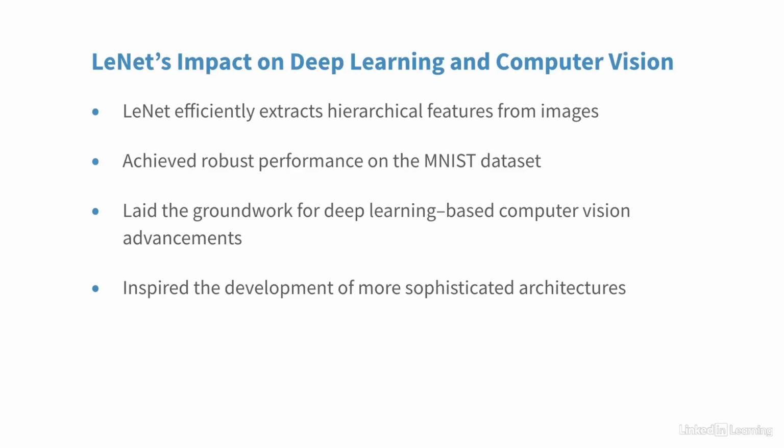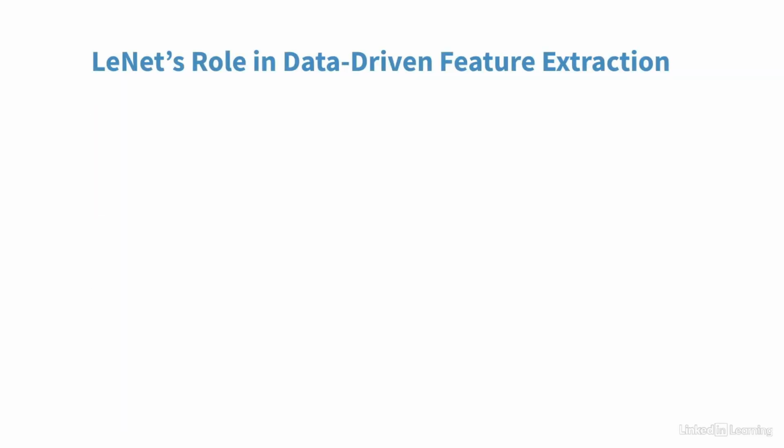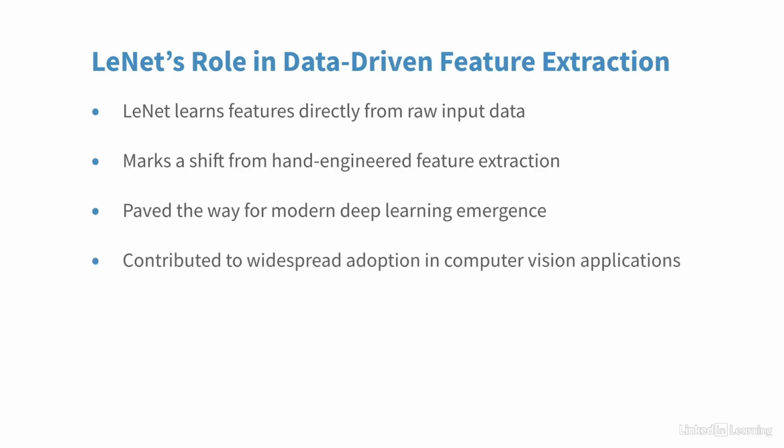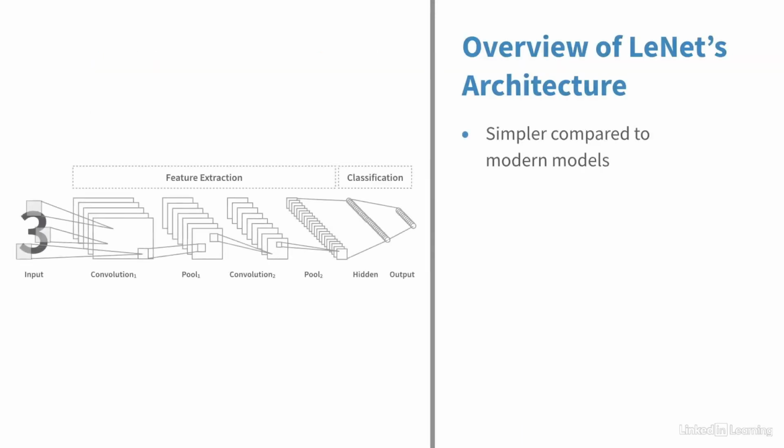The LeNet architecture demonstrated the ability of convolutional neural networks to learn features directly from raw input data. This was a departure from the hand-engineered feature extraction methods that preceded it. This shift towards data-driven, trainable feature extraction paved the way for the emergence of modern deep learning and its widespread adoption in various computer vision applications. Compared to today's architectures, LeNet is quite simplistic, but it serves as a foundation for subsequent research in convolutional neural networks for image classification tasks.